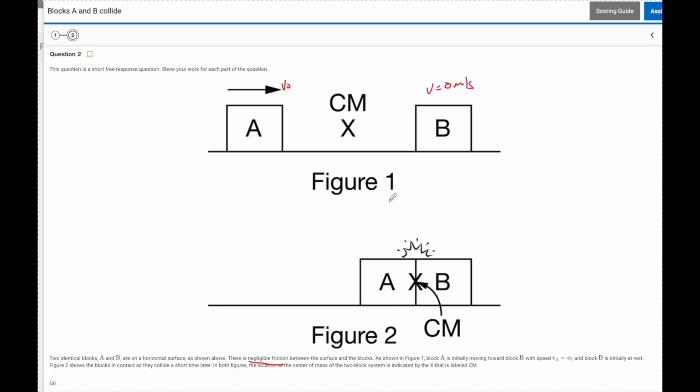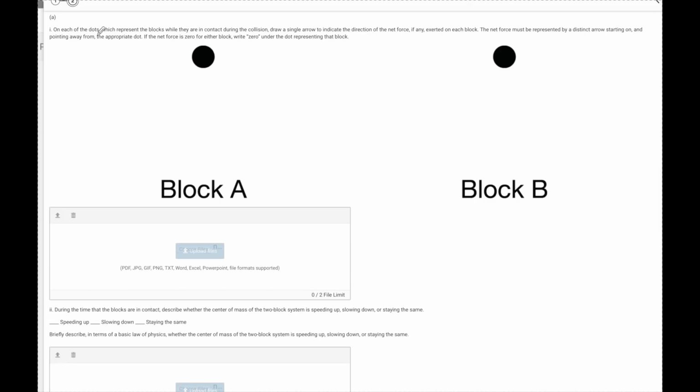Let's take a look at part A. It says that on each of the dots, which represents the blocks, they are in contact during the collision. So this is while they're colliding. Draw a single arrow to indicate the direction of the net force, if any, exerted on each block. The net force must be represented by a distinct arrow starting on and pointing away from the appropriate dot. If the net force is 0 for either block, write 0 under it, and that'll be fine.